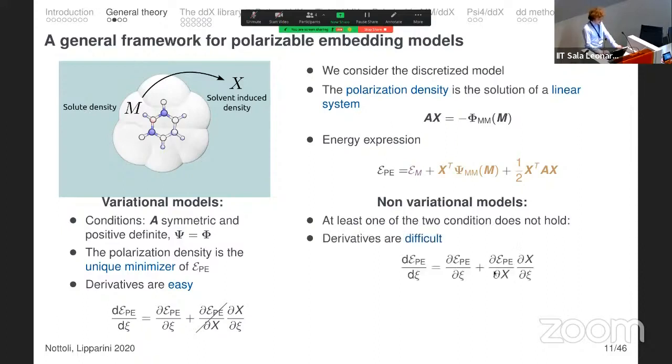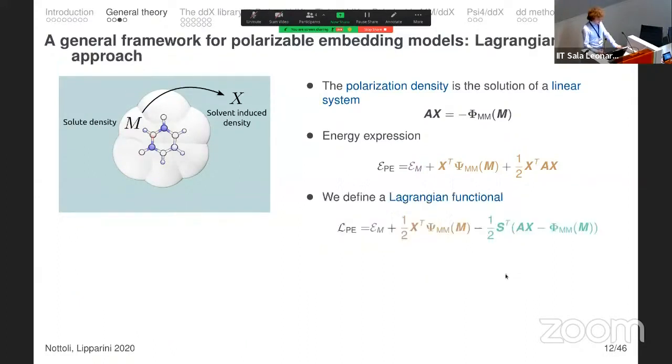And in this case, the derivatives are difficult because we would need to compute this chain rule term. And especially this derivative of the solution with respect to some perturbation is really complicated to compute. And we don't want to do that. So we take another route. We define, instead of an energy expression, a Lagrangian functional, where through a set of Lagrange multipliers S, we enforce the solution of the linear system. Now, once you solve the linear system, those two expressions are actually the same.